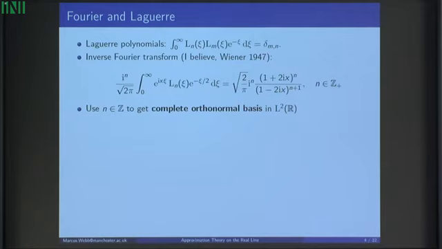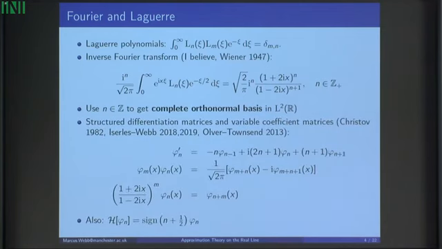And because these functions are an orthonormal basis on the half line, we've taken a Fourier transform. The Parseval identity says that the resulting functions are orthonormal as well. And if you want to get a complete orthonormal basis, you have to extend not only from n in the positive integers, but also take the whole of Z.